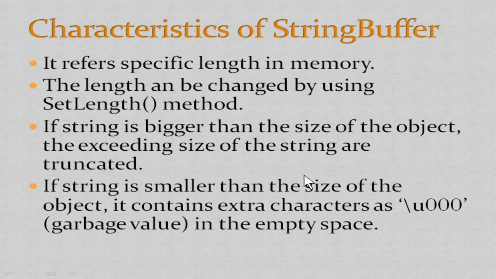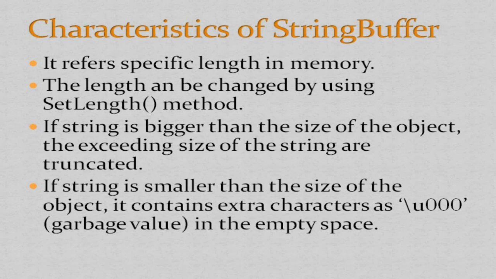Now we are going to see what the characteristics of a string buffer are. It refers to a specific length in memory. We already saw how to specify length for an object. If you want to change it, the length can be changed by using the setLength method. This method we will be discussing in this video. So you can set the length of the string. If a string is bigger than the size of the object, the exceeding characters of the string are truncated. Suppose you are setting the size of the string as 25, if the string exceeds that, whatever is available after 25 characters will be truncated, that will be removed.